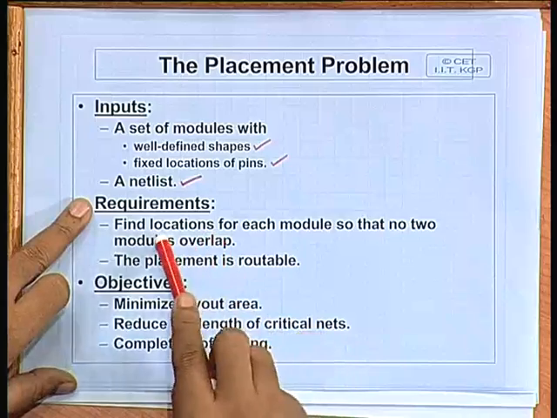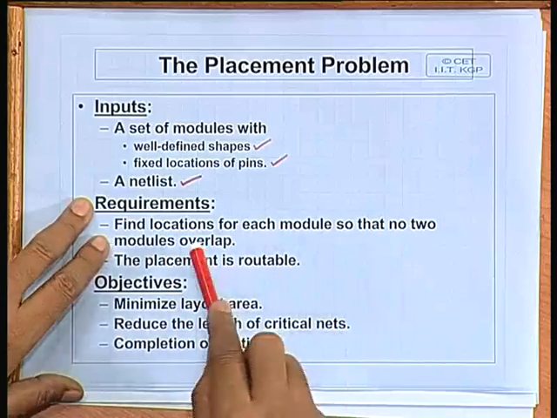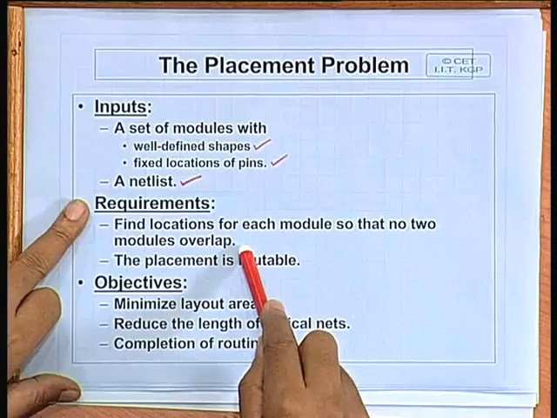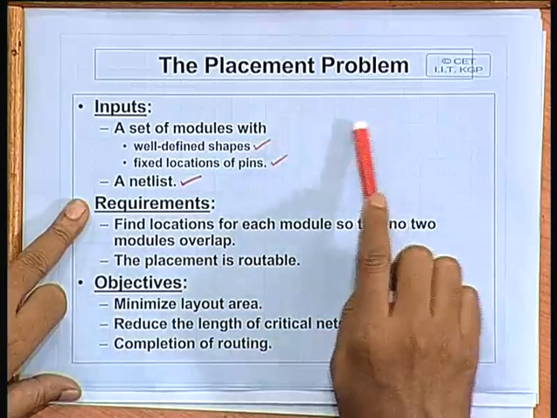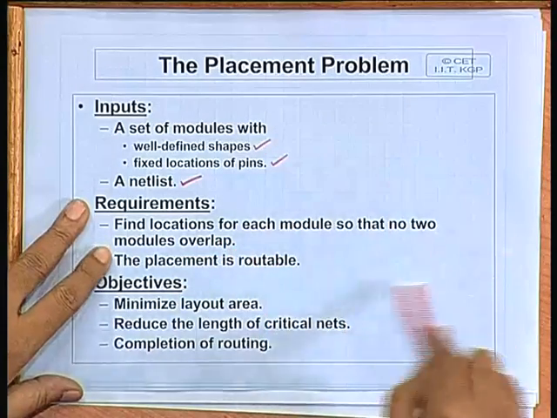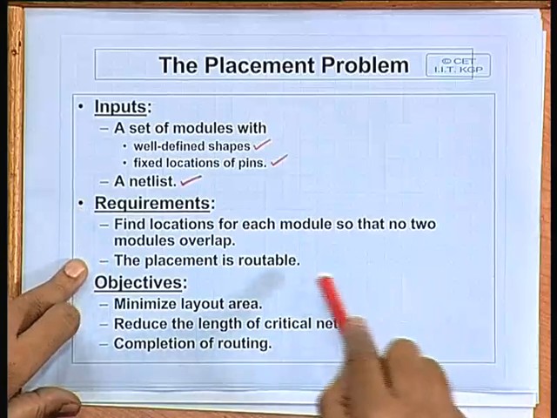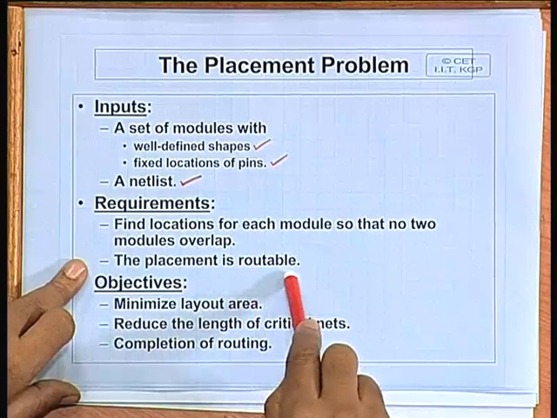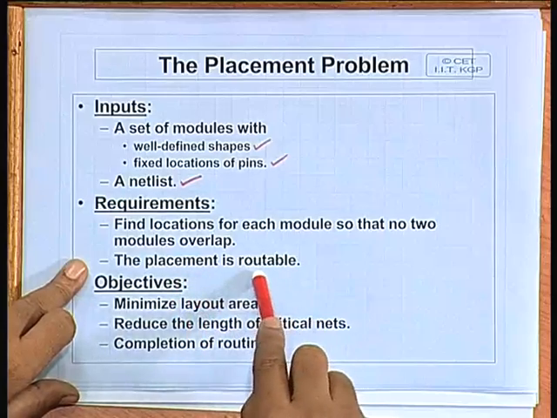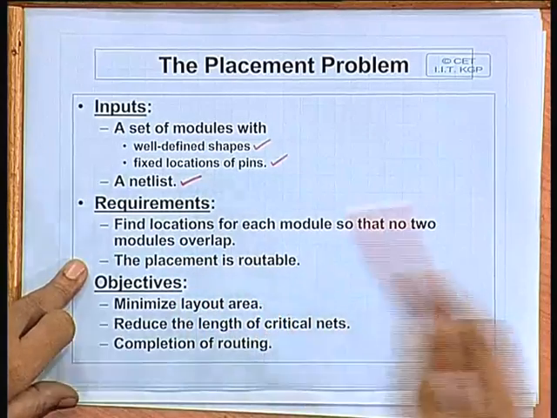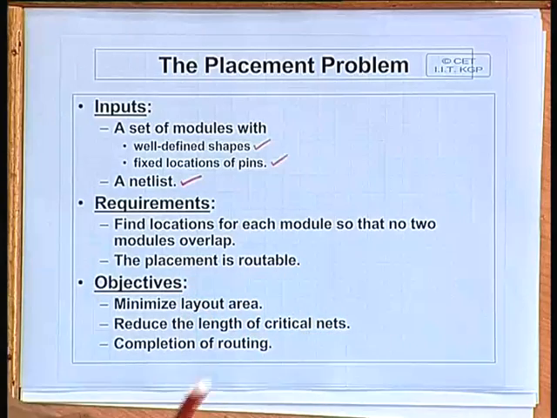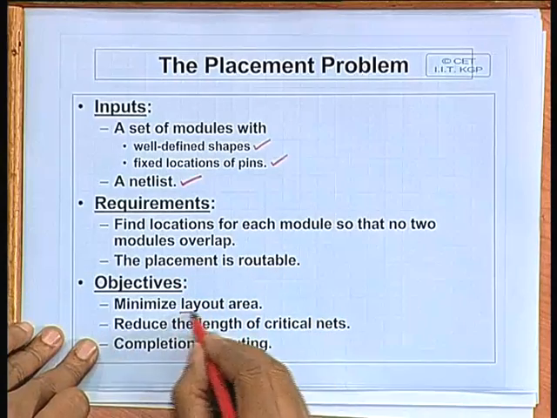Requirement is obvious, find the location of each module so that no two modules overlap, because overlapping modules are not acceptable for obvious reasons. So, you will have to find out disjoint locations for them on the floor of the silicon. And secondly, you will have to keep aside sufficient space between the modules to take care of routing in the next step. So, the placement has to be routable.